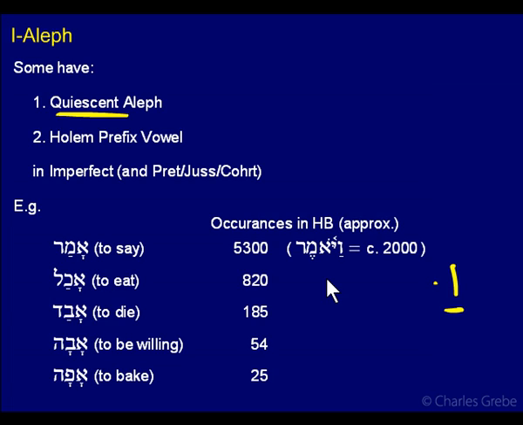Now, like I said, this occurs in the imperfects and its counterparts that have the prefixes. The most important verb is amar, to say. And throughout the Bible, you'll find tons and tons of phrases. Vayomer, he said. Vatomer, she said. Vatomeru, you said, you plural.